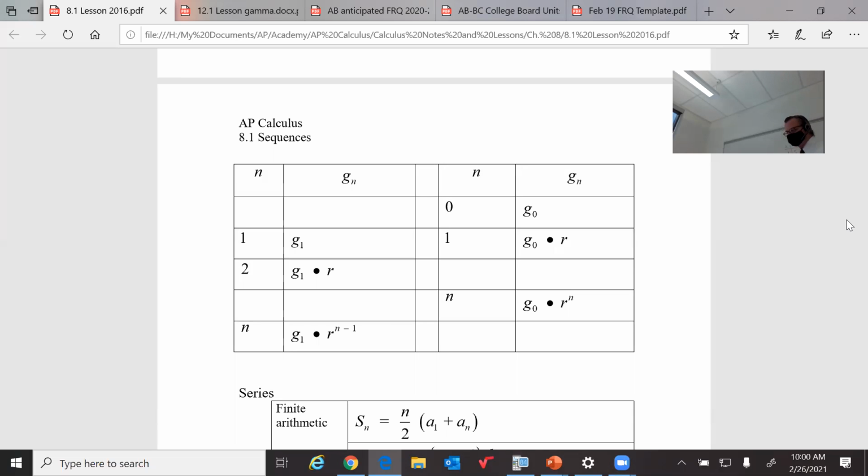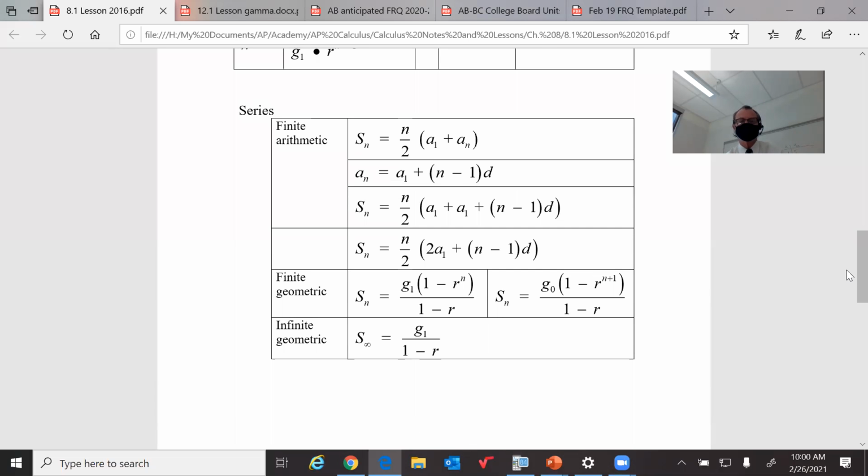So a series is this. A series is adding the terms up. That's the third column of your H chart. It could be finite arithmetic. Arithmetic means you have a constant difference. Finite means you have a beginning and an end.